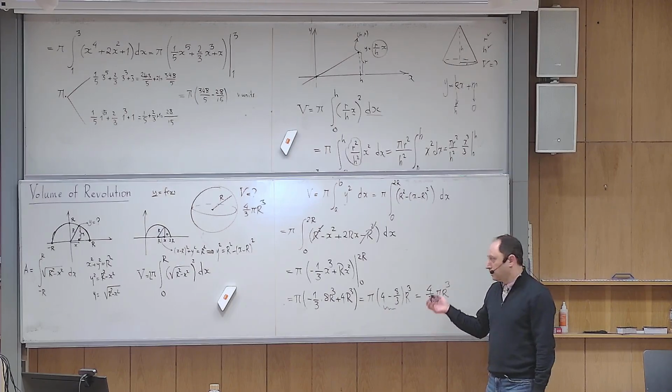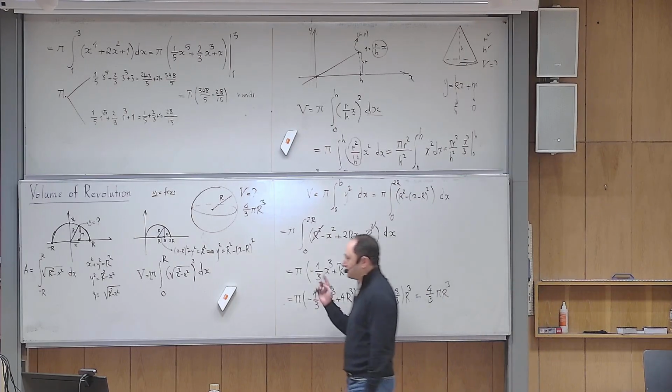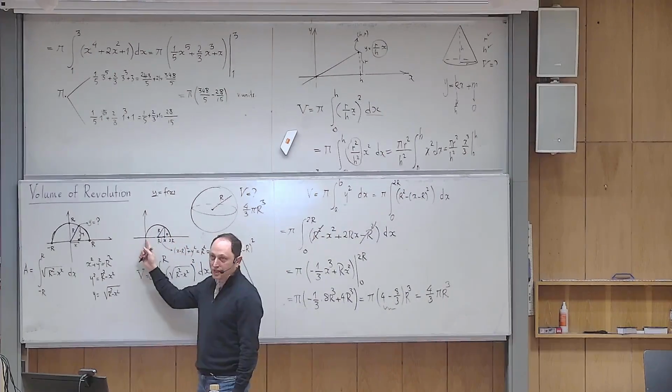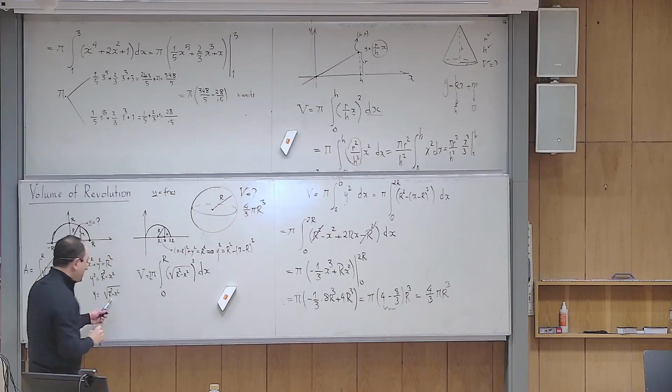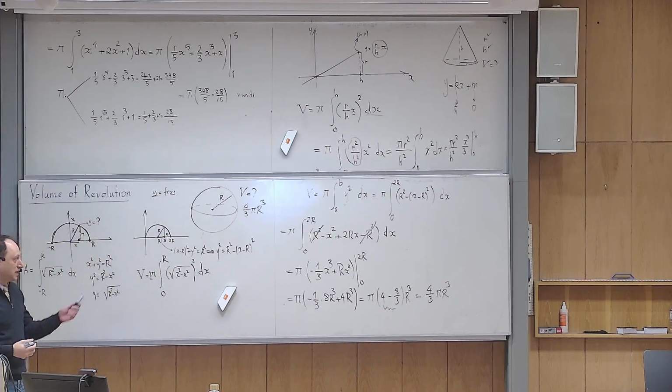So you see that technically it doesn't matter. And so in principle, it doesn't matter if you choose that semicircle or that one. But I think the calculation here was more straightforward than the calculation there. But both of them are correct. Okay? Any questions?